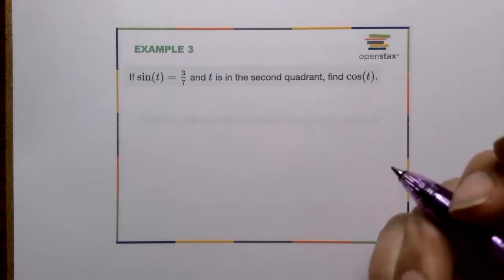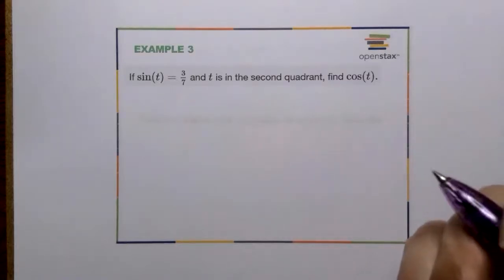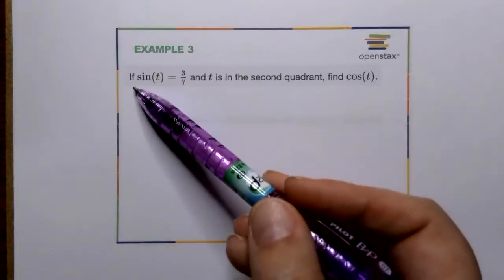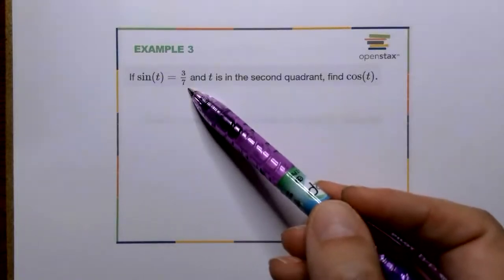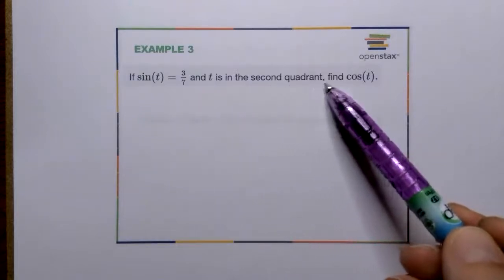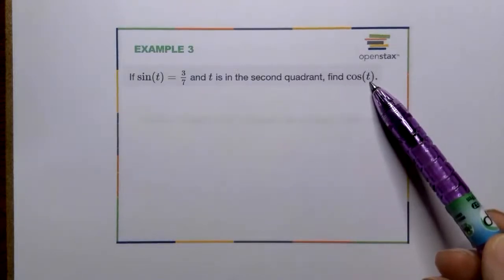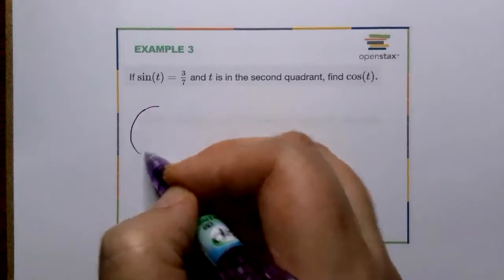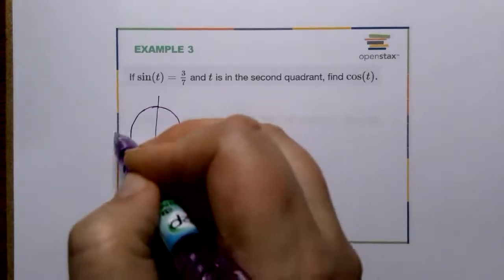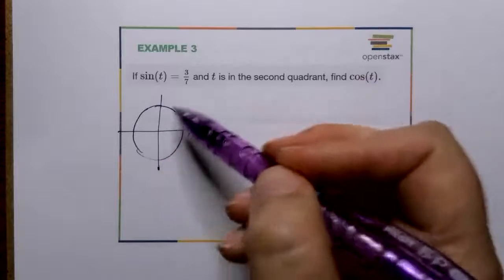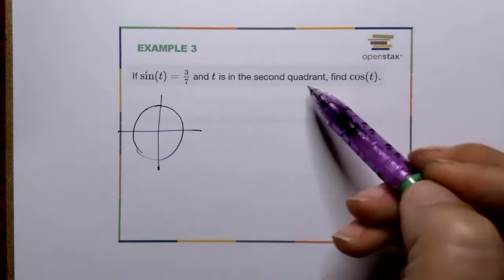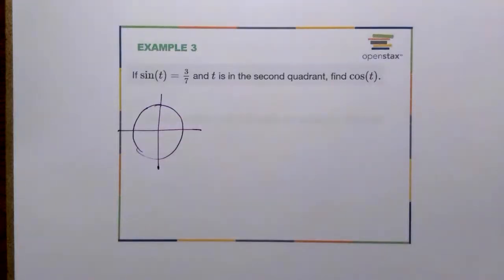How are we going to apply it? Well, basically, if you know one function, you know the other function. For example, here they gave us sine of t equals 3/7. t is in the second quadrant. Find the cosine of t. Well, first of all, let's draw this angle. We don't know exactly where it is, but we know that it's in the second quadrant. So we'll just eyeball it, okay?